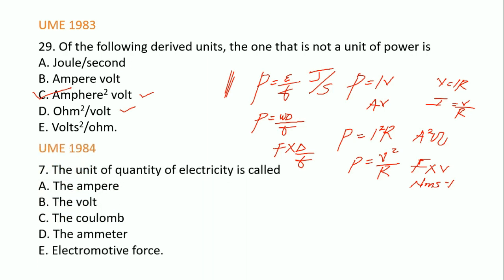UME 1984 question number 7. The unit of quantity of electricity is, now we know that I is equal to Q over T, and quantity of electricity is measured in coulombs. So our answer is coulombs, option C. And as you can see there, C stands for correct. Anyway, it doesn't work all the time. Don't always pick C if you don't know the answer to a particular question. But most of the time, if you don't know, just pick C, because that's my own kind of thinking, that C stands for correct.